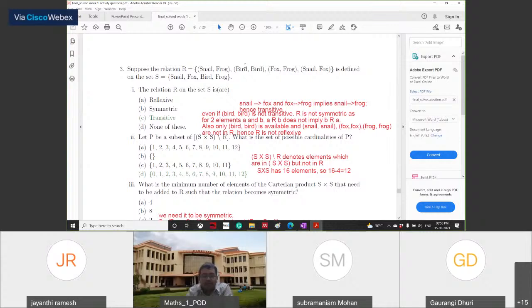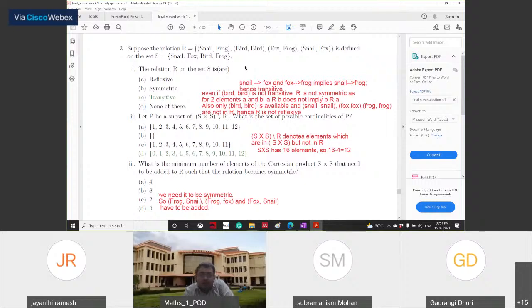This one, right? Suppose the relation R equals snail frog, bird fox, snail fox, defined on the set equals snail, fox, bird, frog. Basically, snail is related to fox in this set. Snail is related to fox, and fox is related to frog. These relations are mentioned. Snail, fox is mentioned here. Fox, frog is also mentioned.